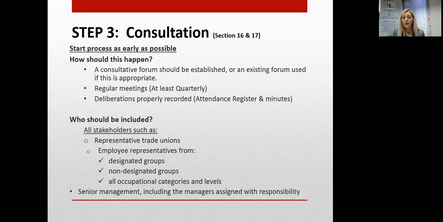The stakeholders in this process are your trade union representatives and your employee representatives, which is your designated groups, represented with African, Colored, and Indian, male and female. Non-designated groups refers to white, male and female, all occupational levels, as well as disabled employees and foreign nationals.